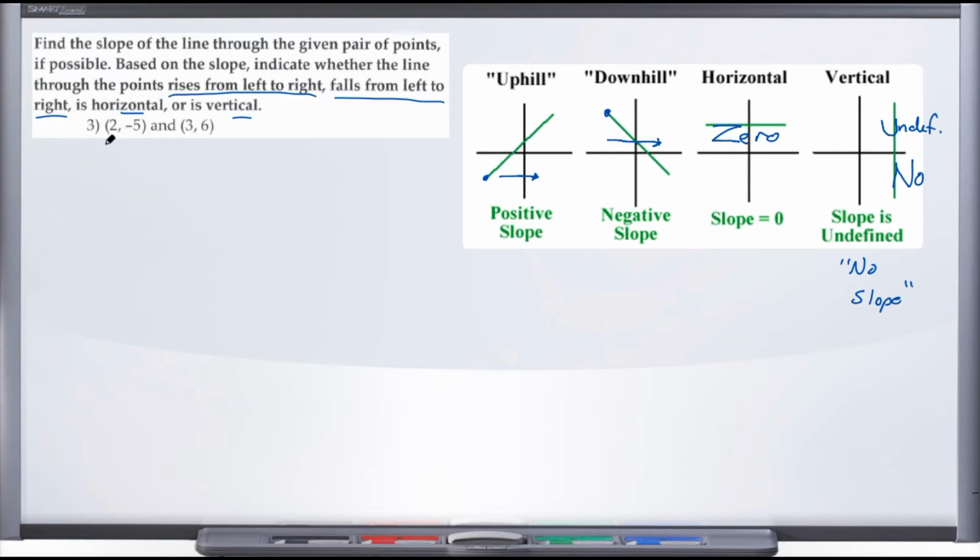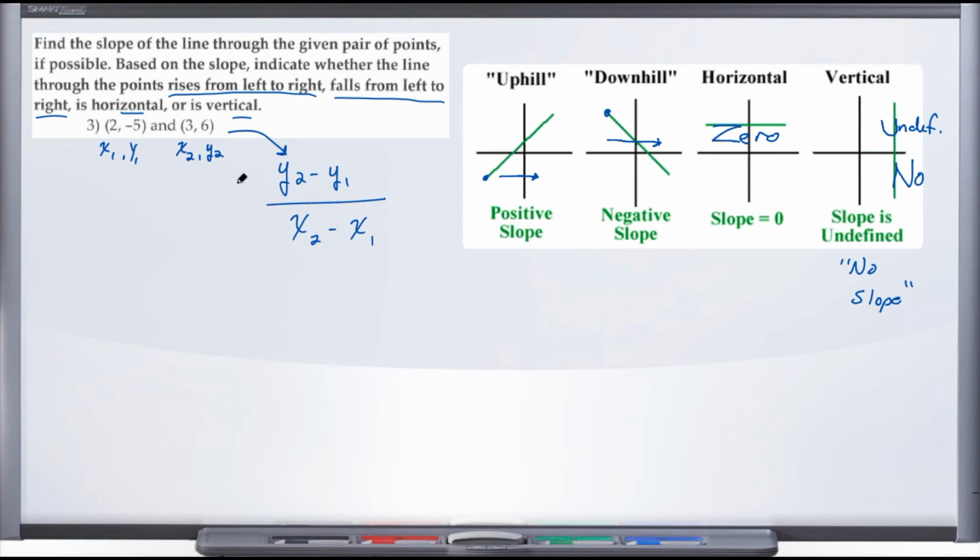Let's label these points. We'll label this first set as x1, y1, and this next set as x2, y2. We want to label these points because it makes it much easier to distinguish which points we're going to use when we plug into the slope formula, which is y2 minus y1 over x2 minus x1. If we have our points labeled, then we can easily plug them into this formula. So let's do that.